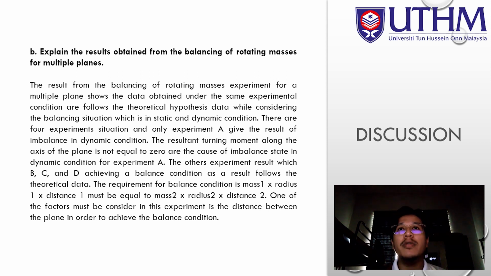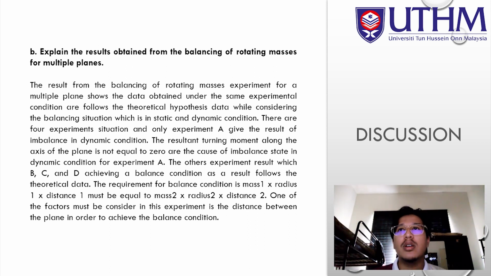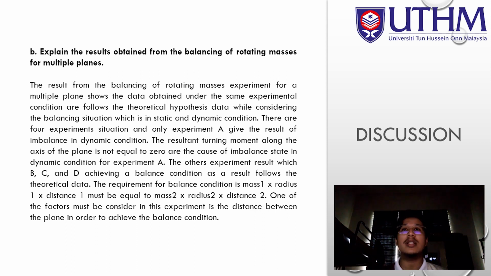Next is to explain the result obtained from the balancing of rotating masses for multiple planes. The requirement for balance condition is mass 1 times radius 1 times distance 1 must be equal to mass 2 times radius 2 times distance 2. One of the factors that must be considered in this experiment is the distance between the planes in order to achieve the balance condition.